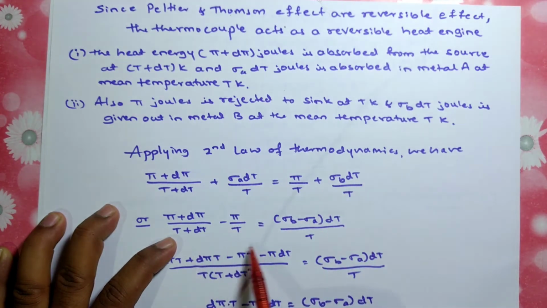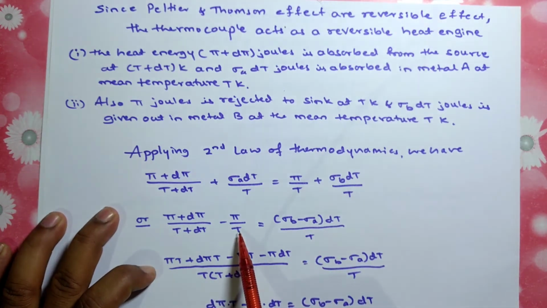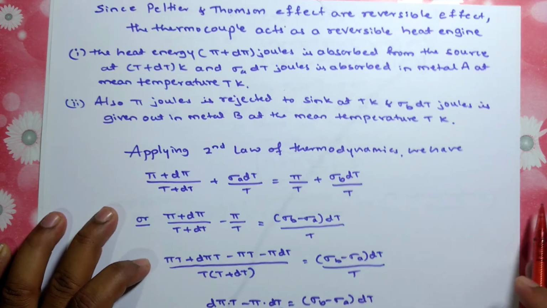So we got this equation: (pi plus d pi) divided by (T plus dt) minus pi by T is equal to (sigma B minus sigma A) dt divided by T. Now if I take the LCM, we will get pi T plus d pi T minus pi T minus pi dt divided by T into (T plus dt) is equal to (sigma B minus sigma A) dt divided by T.